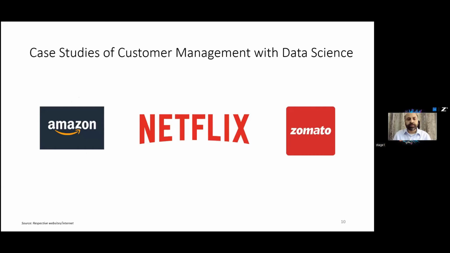Quick case studies in terms of Amazon, Netflix, and Zomato, how these three leaders are using data science for managing their customers. Amazon, I think we kind of alluded to, right? They use a lot of purchase data to fine tune the offers, to recommend you certain other product categories, to send you offers which are very relevant and personalized, right?